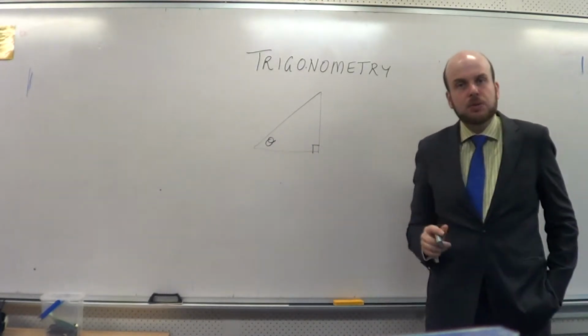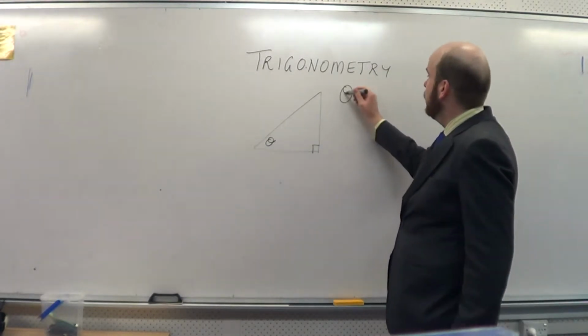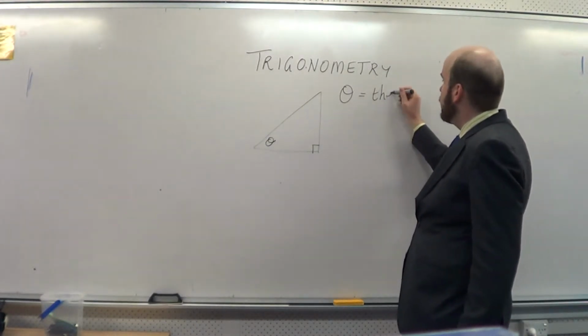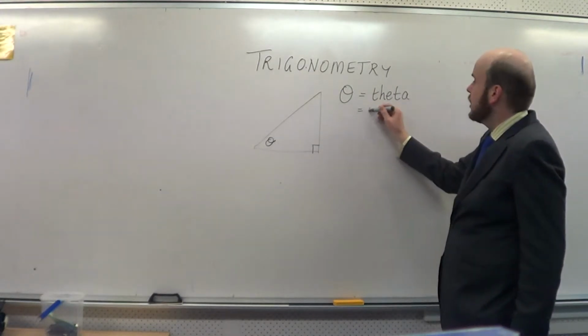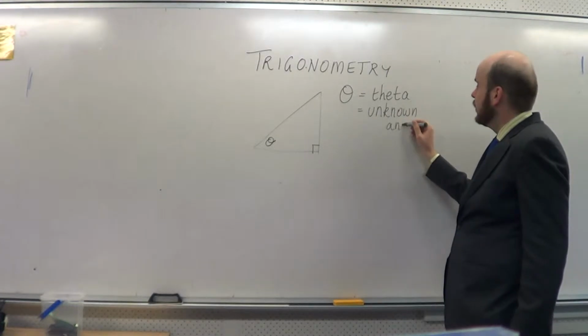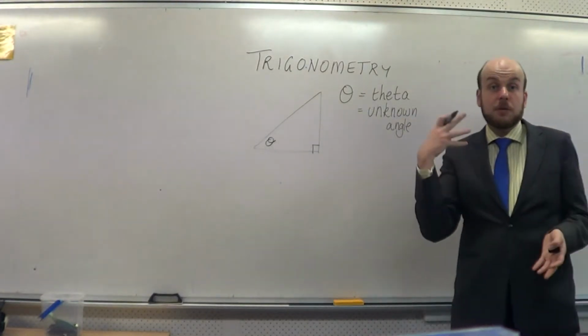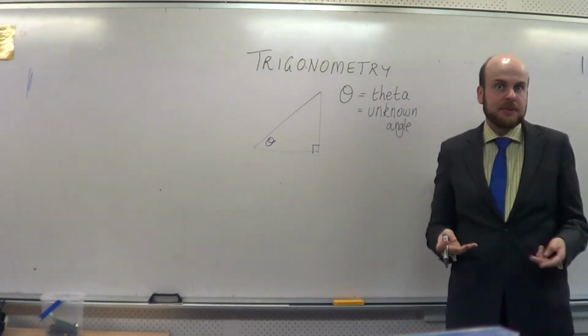You may see this little squiggle. We did mention what this little squiggle was in another video, but that squiggle is what we call theta, and it's the unknown angle. In other words, it's the equivalent of saying x, but for angles.